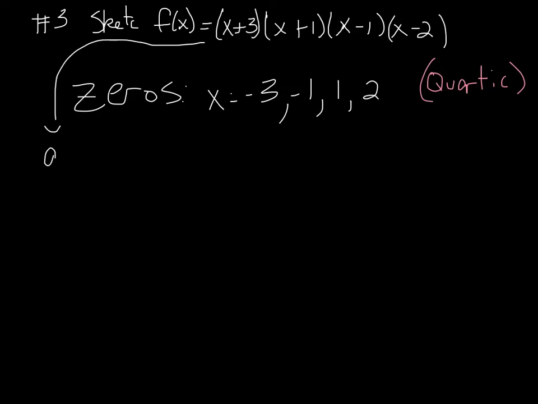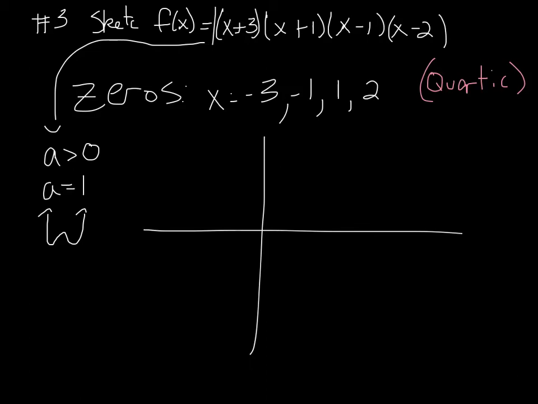Also, we need to know the value of A. A is bigger than 0 because A is 1, sitting right there in front of everything. See it? That means, since it's quartic, both arrows will face up. It's going to do something like that. All right, here we go.